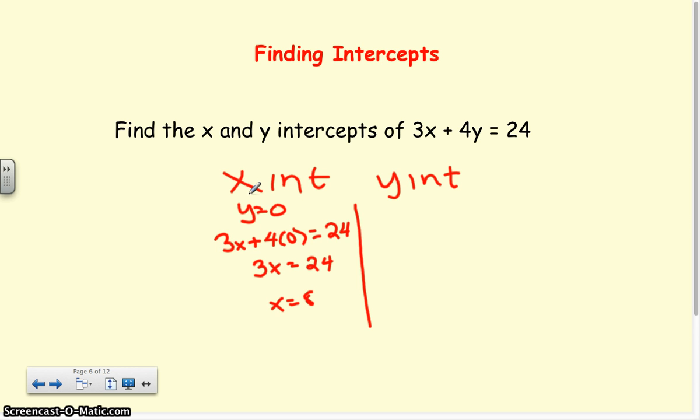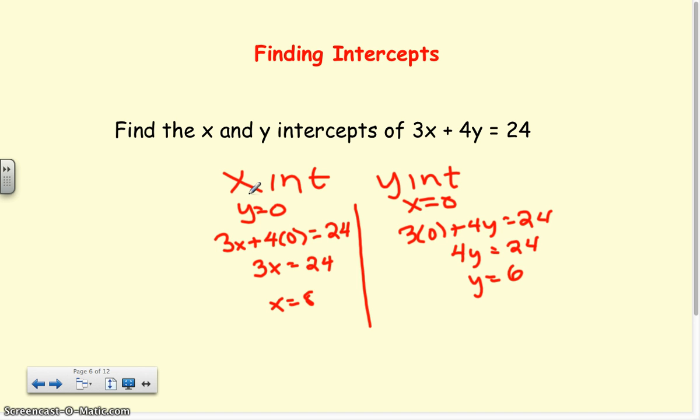My y-intercept, x is equal to 0, so I just plug 0 in for x. 3 times 0 plus 4y equals 24. 4y equals 24. Y is 6. Now again, I got 4y equals 24 because this will cancel out, because 3 times 0 is 0.